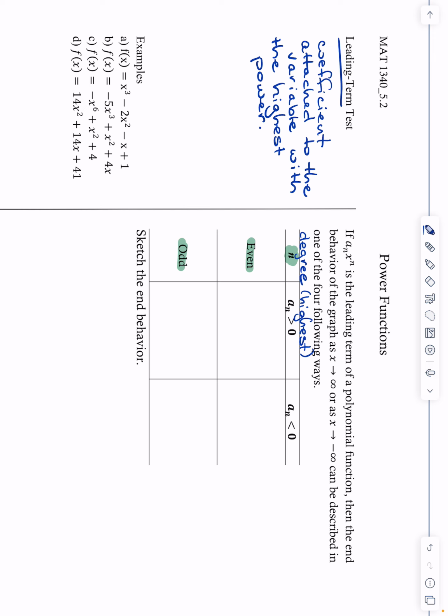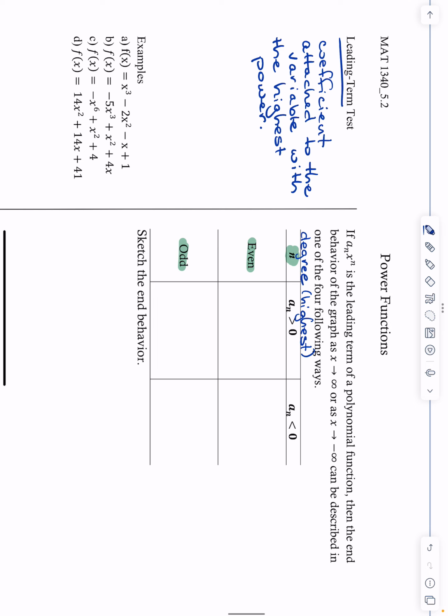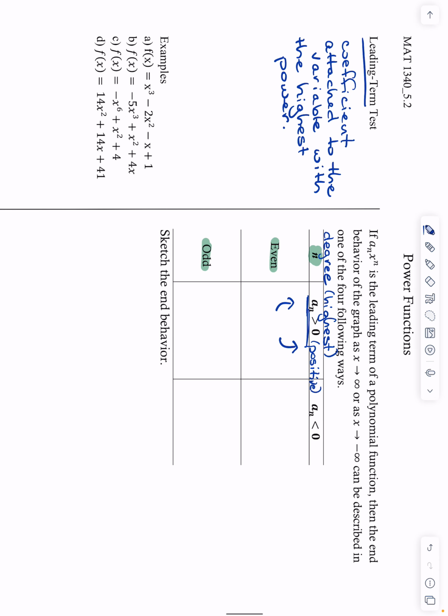Okay? If we are talking about an even function and our leading coefficient is greater than 0, so it's positive, that means both ends of our function are going to point up in the positive direction. You noticed I left a blank in the middle? This is the end behavior. This is x gets really, really big or goes to infinity on the right end, or as x gets really, really small and goes to negative infinity. This is what the ends of the graph are doing.